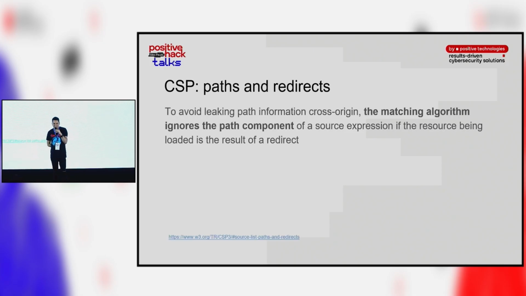But if we take a closer look at the specification of CSP, there is a section that says this about path and redirects. Basically, it says that when there is a redirect, the browser, to avoid leaking information cross origin, ignores the path. So every time there is a redirect, it only checks that the domain and protocol are in the policy, and the path doesn't matter if it's allowed by the policy or not. And this is only when there is a redirect.